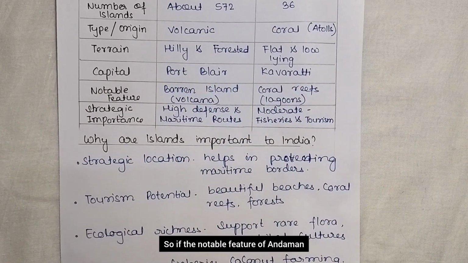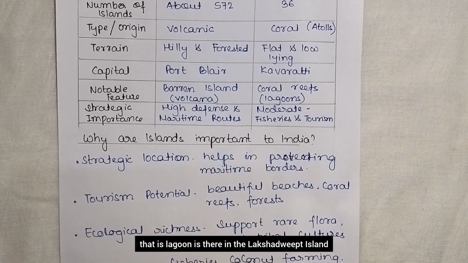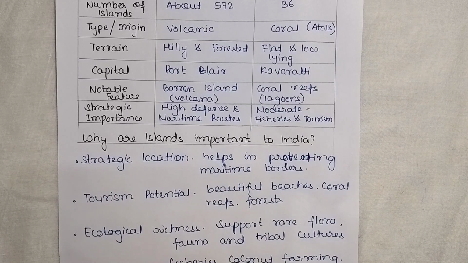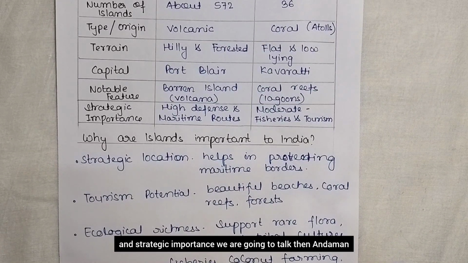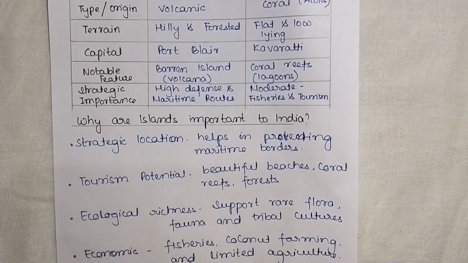The notable feature of Andaman and Nicobar Island is the Barren Island, that is, a volcanic eruption, and coral reefs, that is, lagoons, are there in the Lakshadweep Island. And if we talk about strategic importance, then Andaman and Nicobar Island has high defense importance and maritime routes, and here it is moderate and just famous for fisheries and tourism, the Lakshadweep Island.